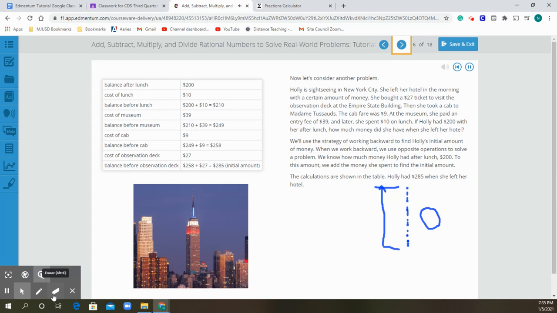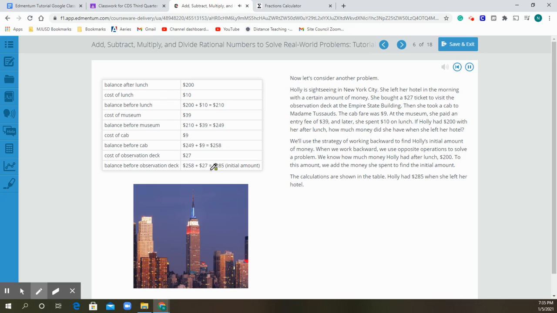Now let's consider another problem. Holly is sightseeing in New York City. She left her hotel in the morning with a certain amount of money. She bought a $27 ticket to visit the observation deck at the Empire State Building. Then she took a cab to Madame Tussauds. The cab fare was $9. At the museum, she paid an entry fee of $39, and later she spent $10 on lunch. If Holly had $200 with her after lunch, how much money did she have when she left her hotel?